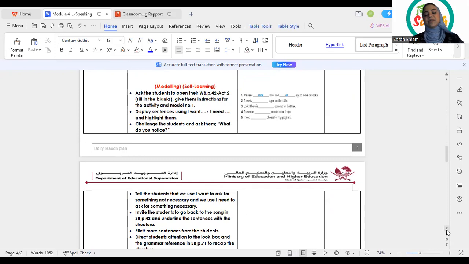Modeling stage is something really important because modeling makes the students know what they are supposed to do. If you model in front of your students, they will be able to imitate you and do the same as you.